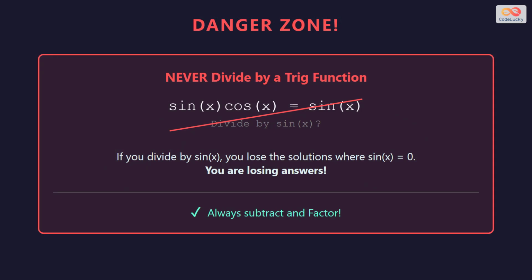Finally, a major warning. A very common mistake is to divide both sides of an equation by a trigonometric function. For example, if you have sine x cosine x equals sine x, you might be tempted to divide both sides by sine x to cancel it out. Do not do this. If you divide by sine x, you eliminate the possibility that sine x could be 0, which means you lose valid solutions. Instead, always move everything to one side and factor.